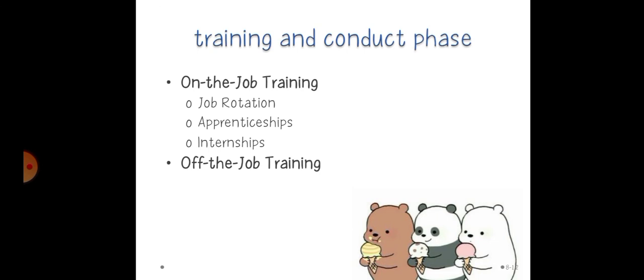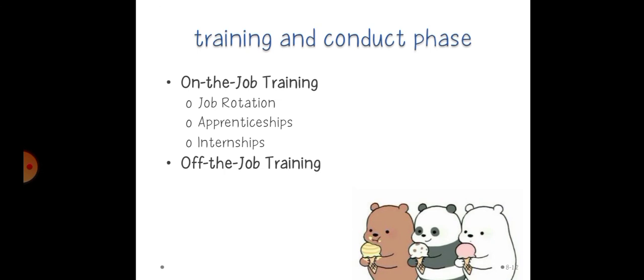So if you have OJT, you are in the actual workplace but supervised by an experienced worker or supervisor, or we call them trainer. Under the OJT, we have job rotation, apprenticeships and internships. The terms used are different, but all of that falls under on-the-job training.